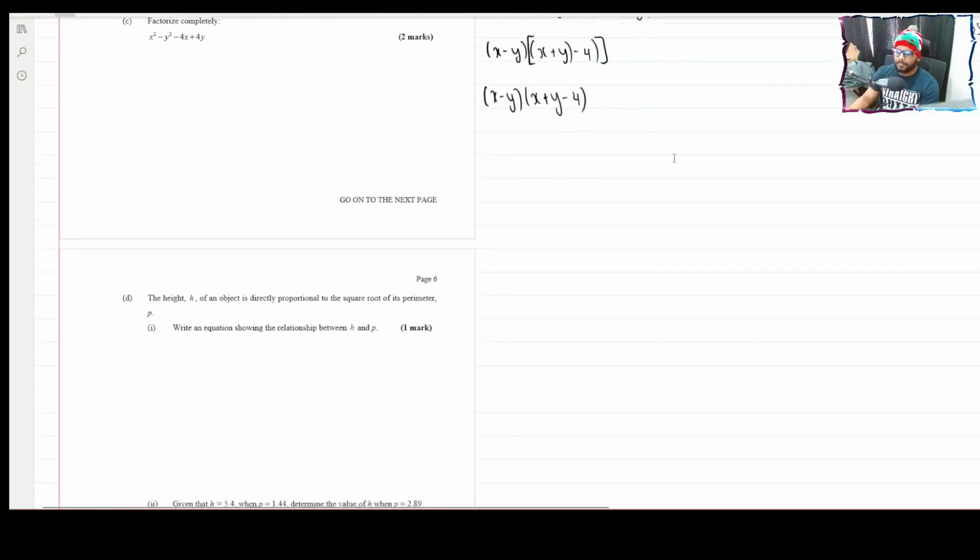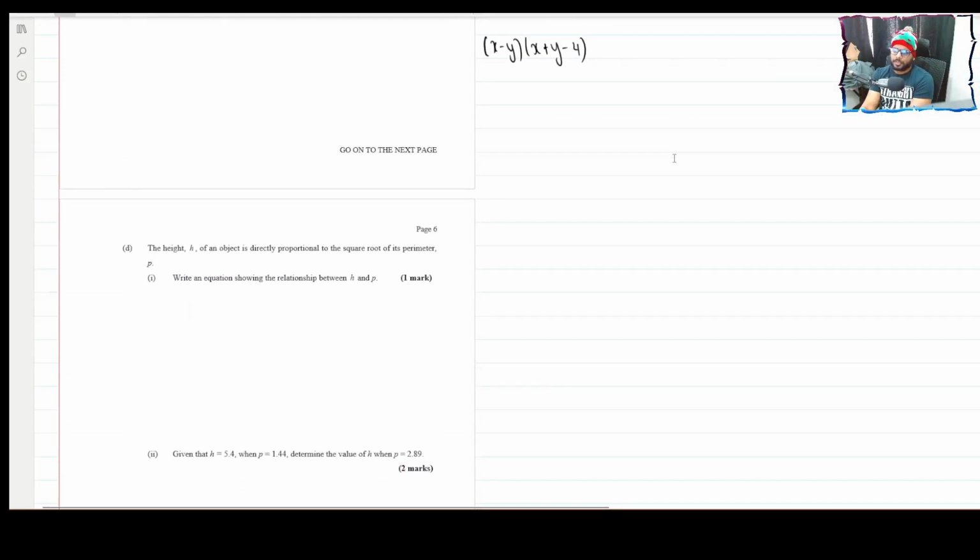Part D. The height h of an object is directly proportional to the square root of its perimeter, p. Write an equation showing the relationship between h and p. So the sign for direct proportionality is this. And we know that based on the question, h is directly proportional to the square root of p.